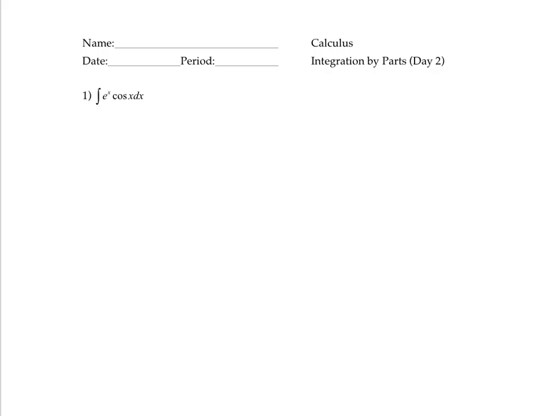Hi everyone. In yesterday's class we learned how to do integration by parts, which is section 8.2 in your textbook. And we learned how to do this by using the formula the antiderivative of u dv is equal to u times v minus the antiderivative of v du. And we use this when we have a product.